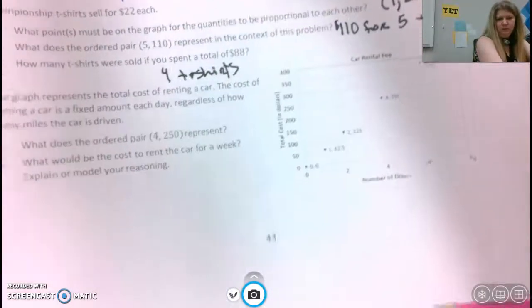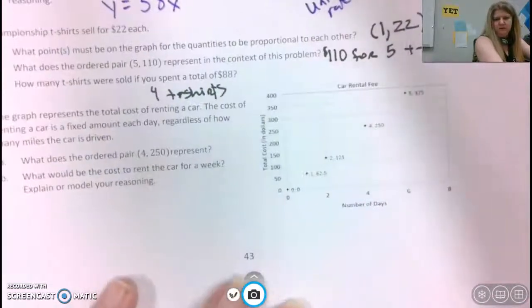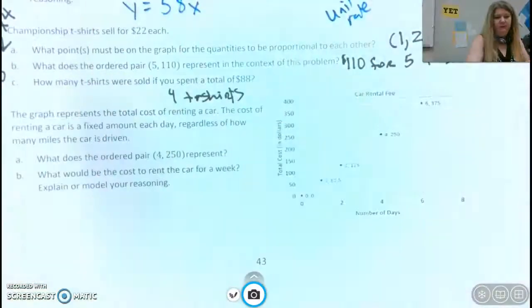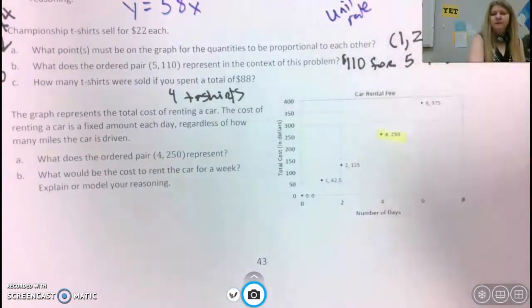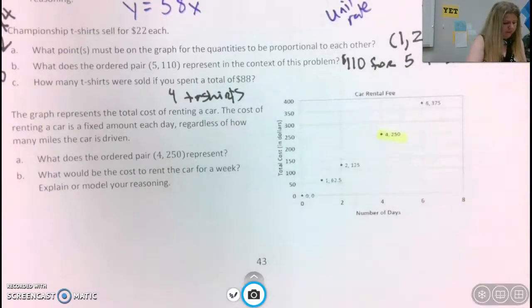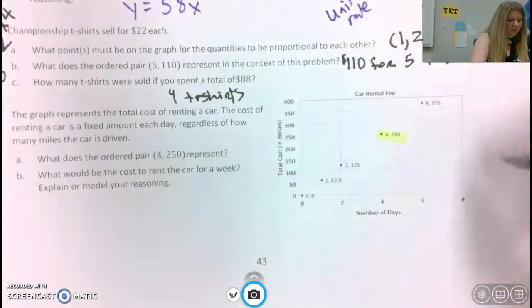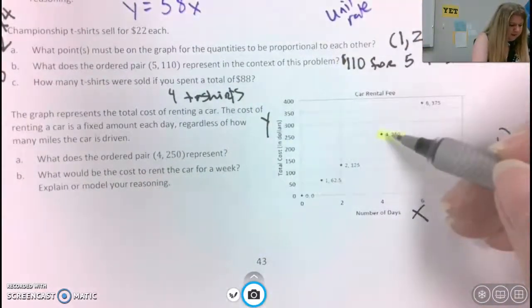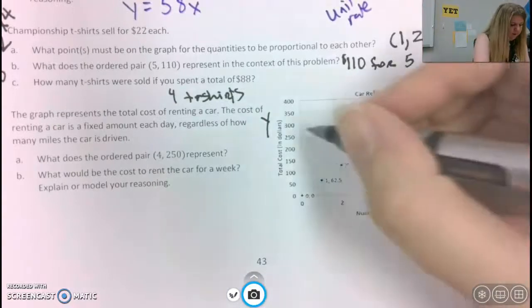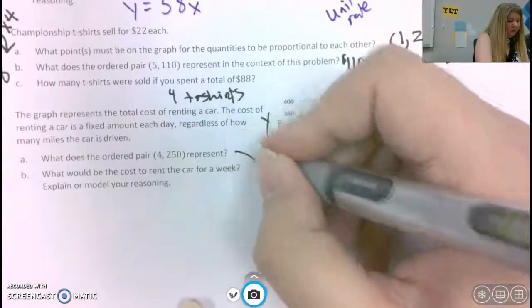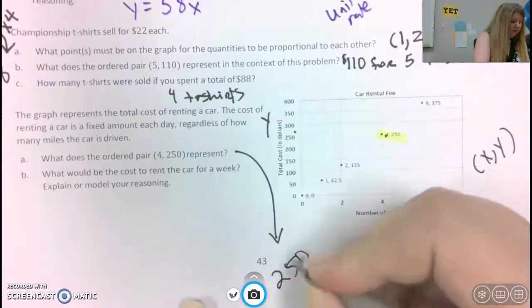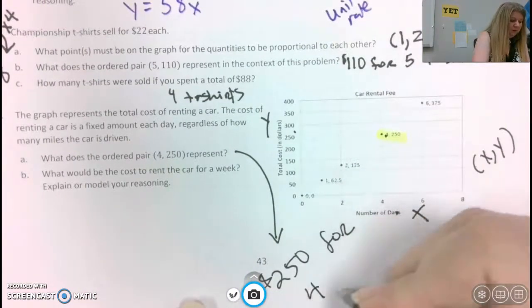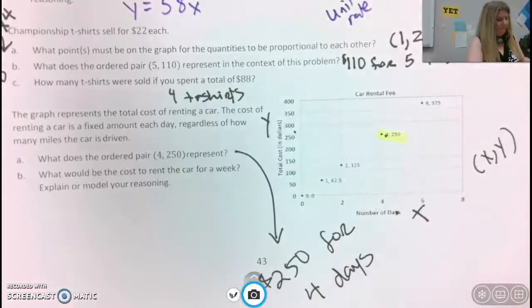So let me scoot that up some so you can see. Okay. So (4, 250) is right here. And remember, your ordered pairs are x comma y, and this is the x-axis, this is the y-axis. So that's 4 days, $250. So I'm going to write that down here. $250 for 4 days.